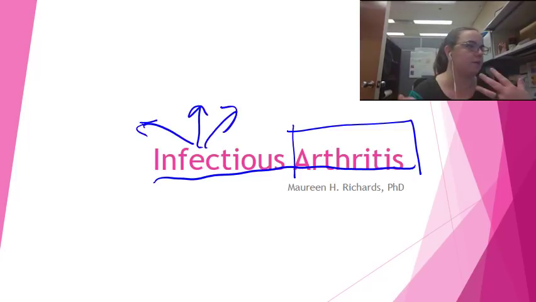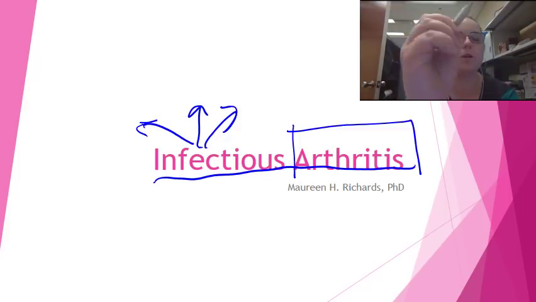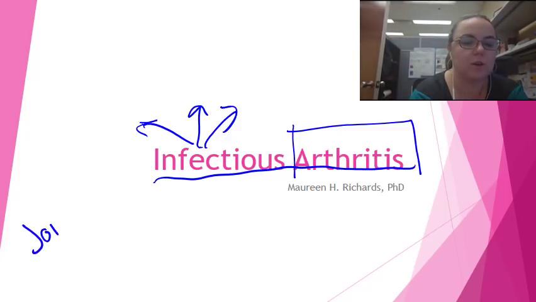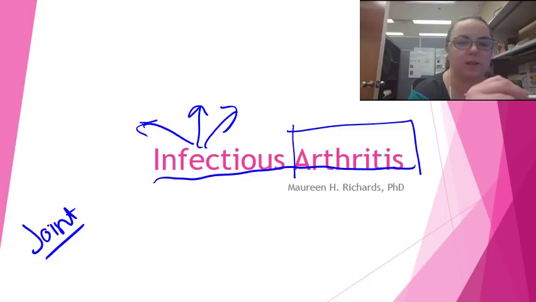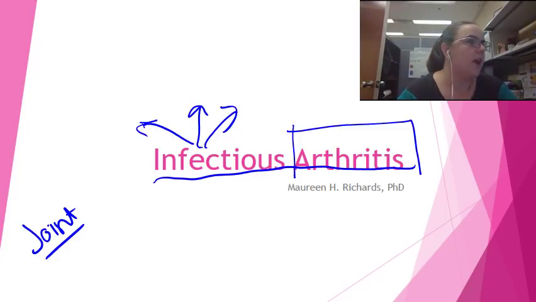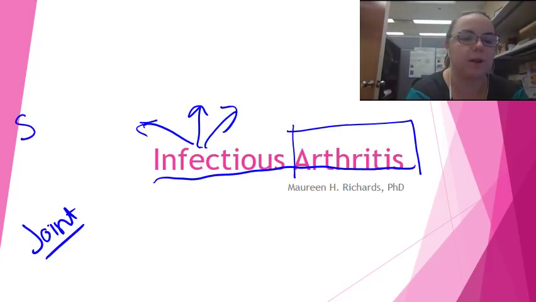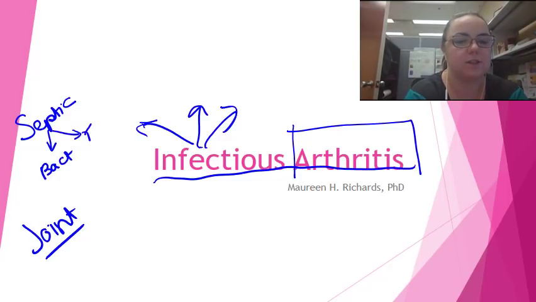So when we think about infectious arthritis, really what we're thinking about is infection of the joint. That's all it means. It's just a somewhat fancy way of saying that. And it goes by a lot of names, including septic arthritis, pyogenic arthritis, suppurative arthritis, purulent arthritis, and pyarthrosis, if you really want to get technical. Technically, septic arthritis would really only refer to arthritis that is caused by bacterial infections or fungal infections.